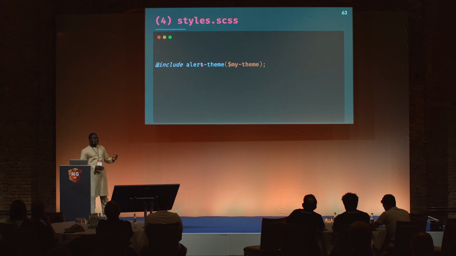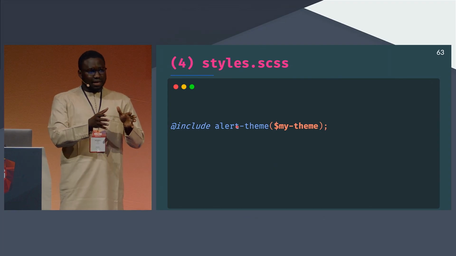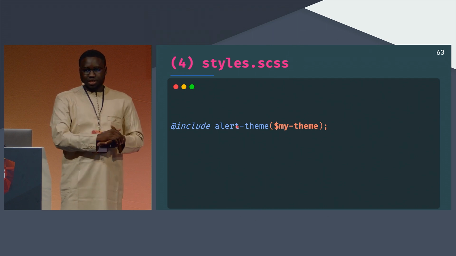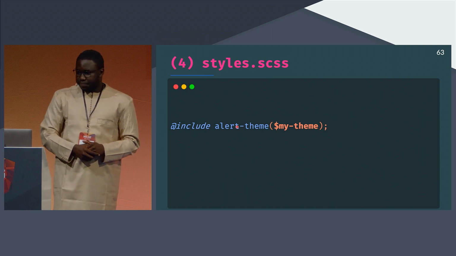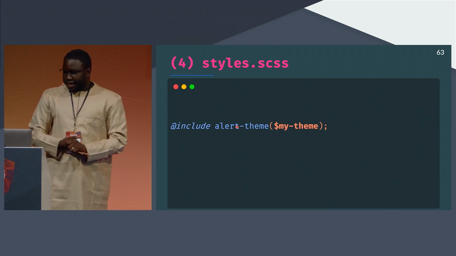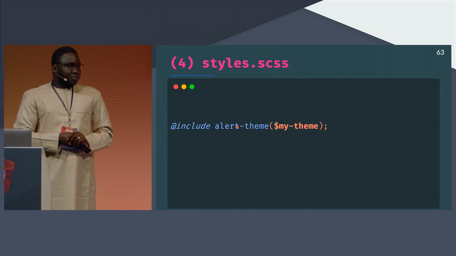Then we have to import it in our global CSS file, and we invoke it by passing it the theme we want. So inside an Air France application, I will inject the Air France theme, and in a KLM application, I will inject the KLM theme. So 4 steps. But I think we can do better.